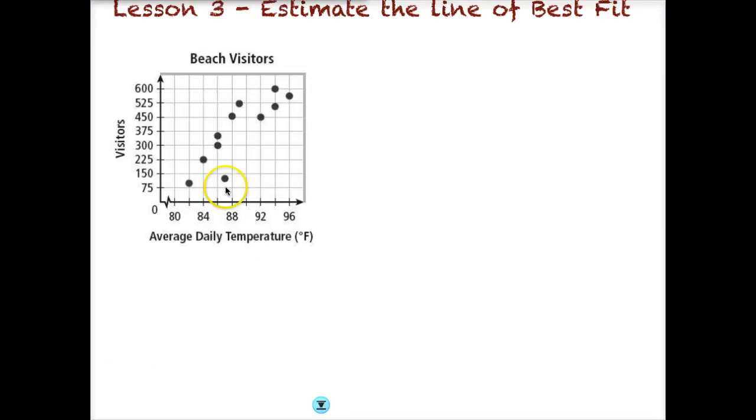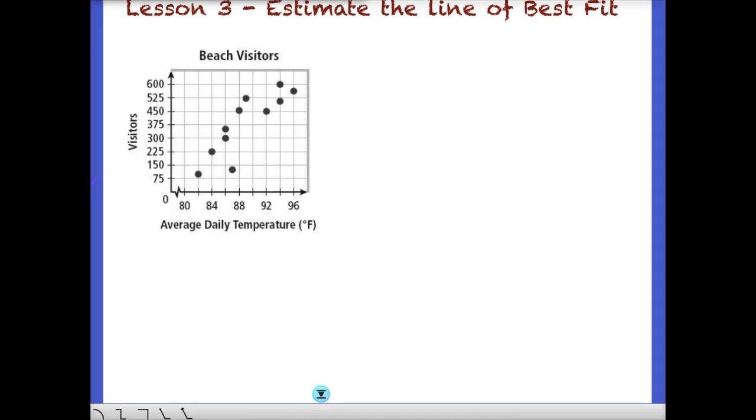In this example, we have beach visitors. So we have the average daily temperature as our independent variable, and then we have the number of visitors as our dependent variable. And we want to determine if there is a correlation and what it would be between the temperature and the number of visitors that come to the beach. So the first thing we have to do is see if we can draw a line of best fit.